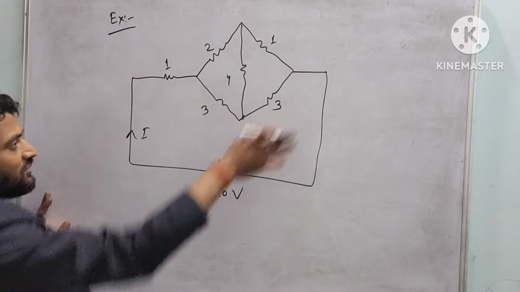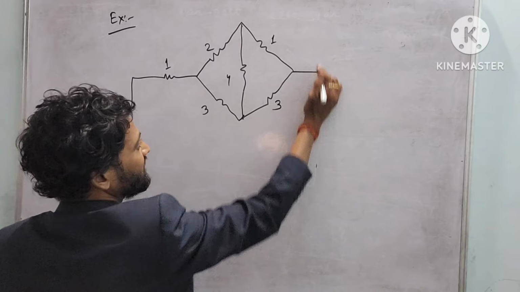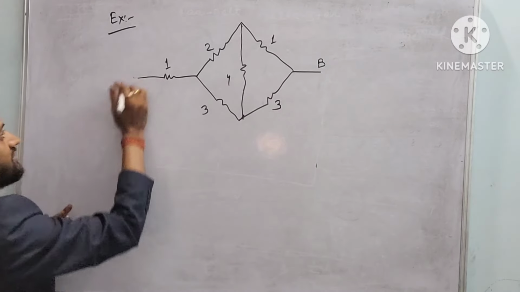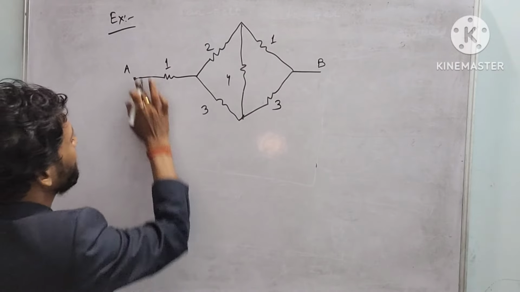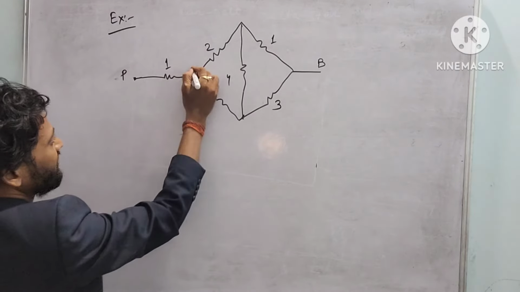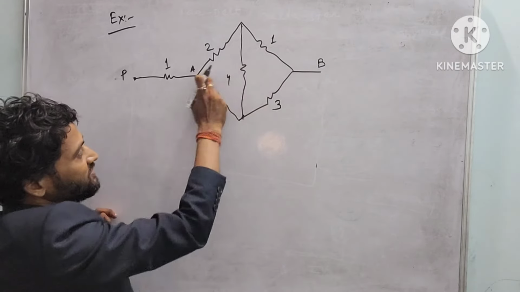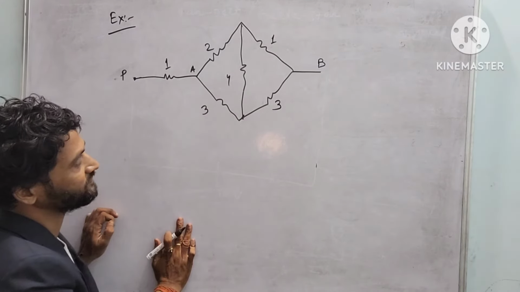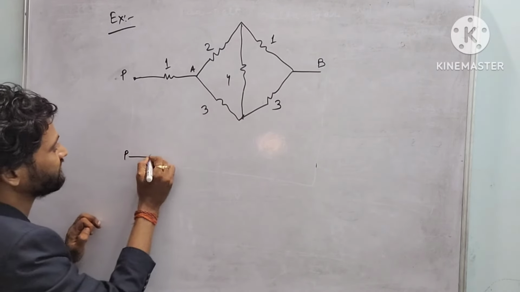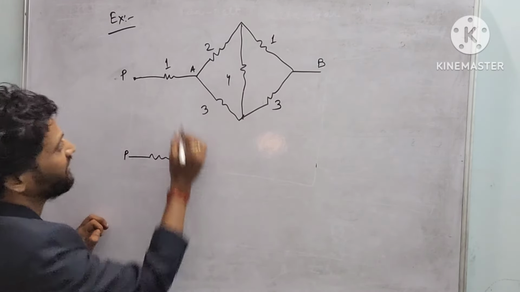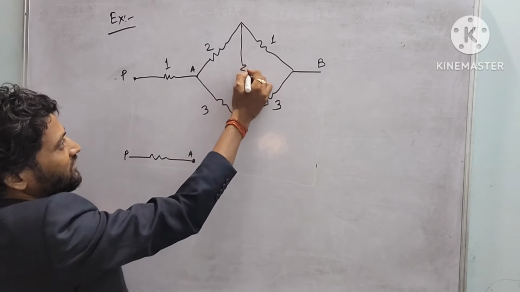So before that, we have to find out the equivalent resistance. I am removing this part. Let this point be B and this point be A, and let this point be P. First we will find out the equivalent resistance between A and B. I'll start from P. From A, see 2 ohm, 4 ohm and 3 ohm.